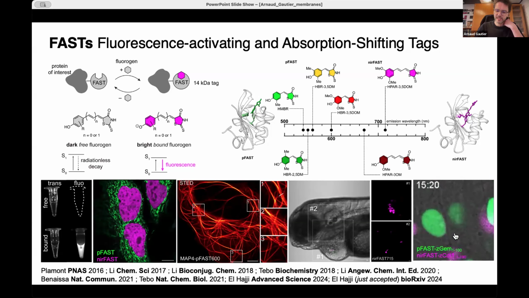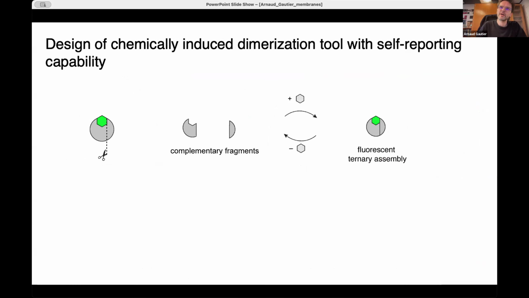So this is the FAST technology, and the idea was actually to take one of these FAST systems and try to develop a chemically induced proximity tool simply by splitting the protein part. And the idea was that upon addition of the chromophore, we would promote the interaction of the two complementary fragments. And as the chromophore lights up within the protein binding cavity, you would form a fluorescent ternary assembly that would allow us to have the self-reporting capability we were interested in.